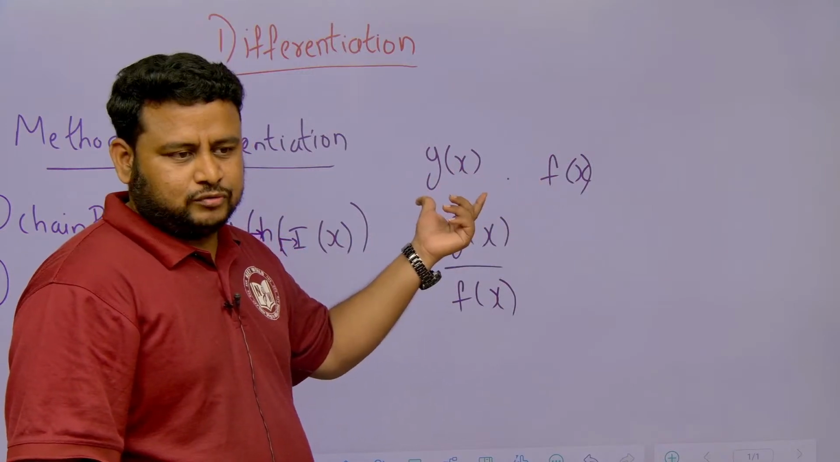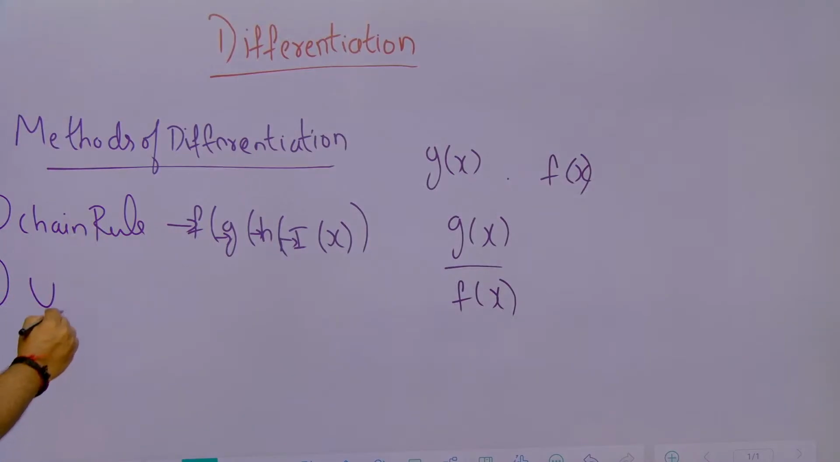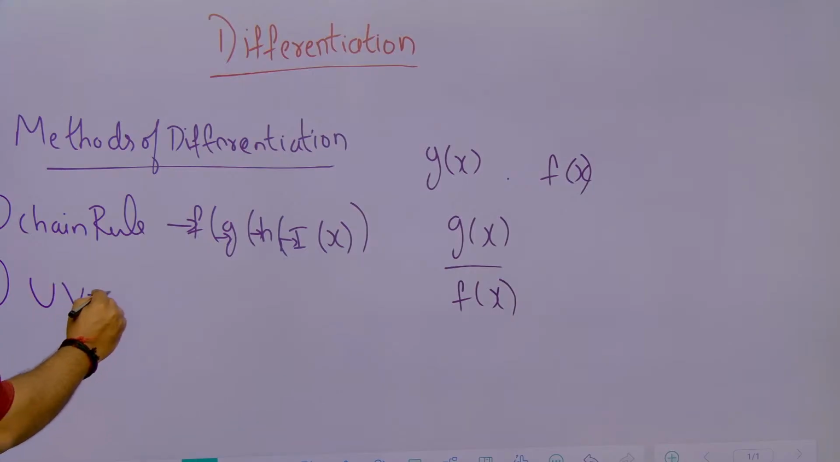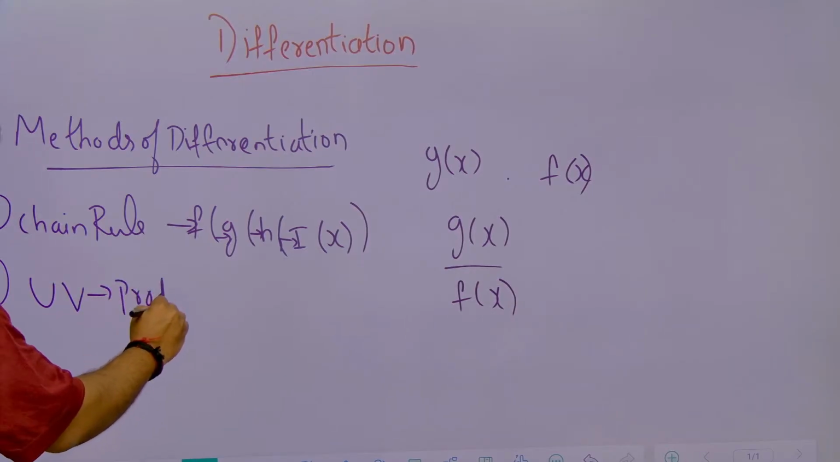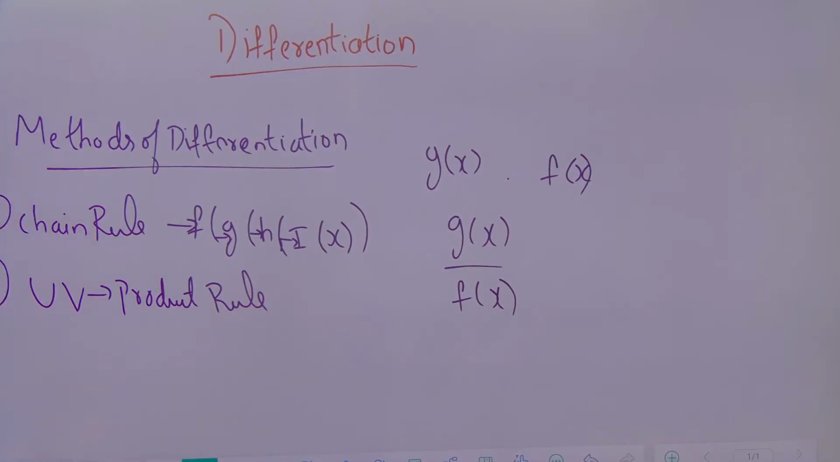That time, how to do? For that we have various rules. When the function is like this, suppose u is one function and v is another function, that is a product of functions. When a product of functions is there, you will apply the product rule. U and v are two separate functions. So how do we differentiate this? You will differentiate like this.